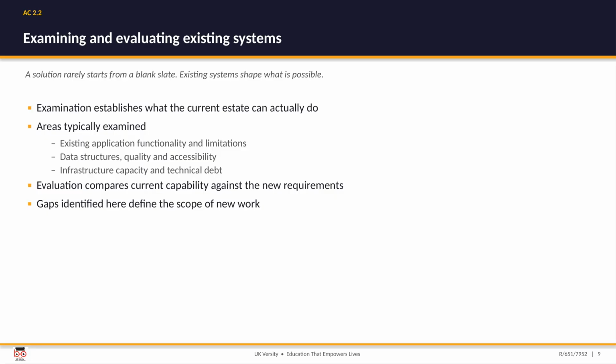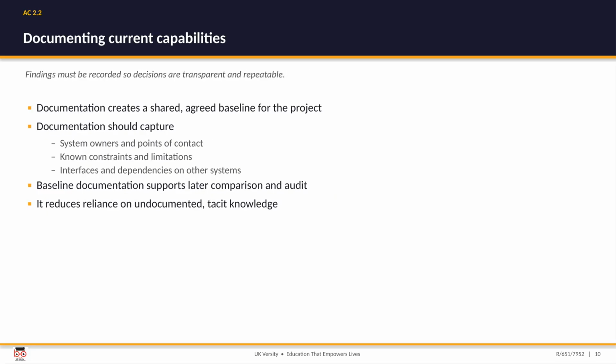Whatever you find has to be written down, because decisions built on memory are neither transparent nor repeatable. Good documentation creates a shared, agreed baseline everyone can point to. It should capture who owns each system and who to contact, the known constraints and limitations, and the interfaces and dependencies on other systems. That baseline is what you compare against later, and it is what an audit relies on. Above all, it reduces the project's dependence on tacit knowledge that lives only in one person's head.